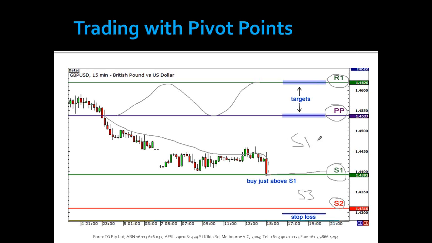The higher the support number, like for instance S3, the deeper the support will be. If it's an R1, it's a weak resistance. Should it be an R3, it's a stronger resistance. Usually when you trade over a 4-hour chart, that's when you usually see an R1 or an R2, sorry. And the same goes for support. When you see an S2 or an S3, it's usually on a larger scale chart, I should say.